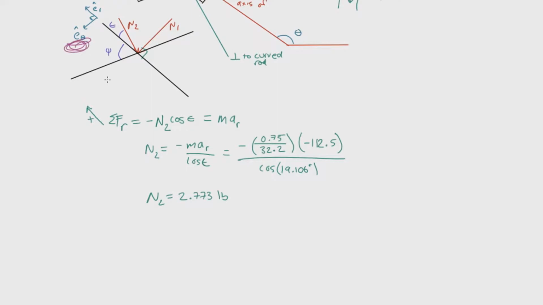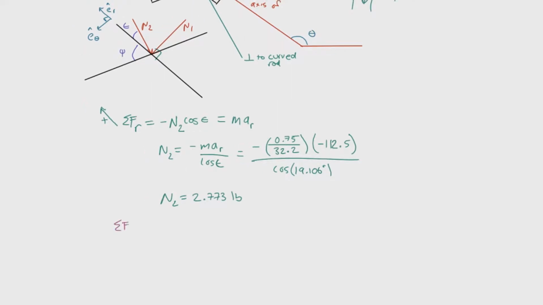And to find the normal force in the other direction, all we have to do is sum the forces in the E theta direction. So if we sum the forces in the E theta direction, we're going to define this direction as positive, which is consistent with our diagram. So that's going to equal N1 plus N2 sine of epsilon, and that's going to equal the mass times acceleration in the theta direction. The reason why N1 is fully in the E theta direction is because N1 is perpendicular to the radial axis, and as we said earlier, ER and E theta are perpendicular to each other. So therefore, N1 strictly lives in the direction of E theta. And that's how we defined our equation.